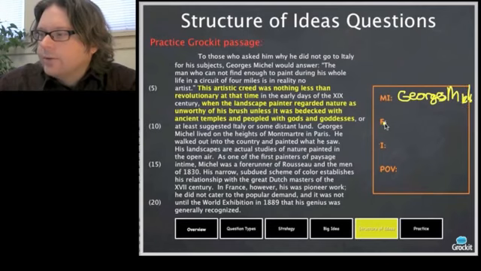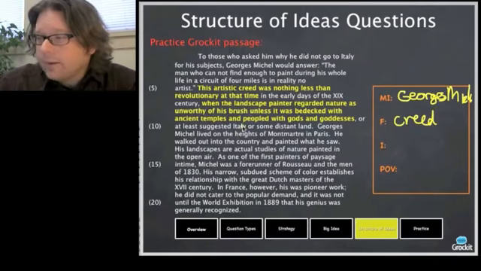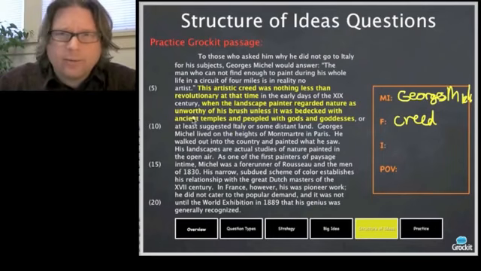So if we were to identify this main idea, it's probably Georges Michel. The focus, specifically, Georges Michel's creed. All right, and we haven't gotten to the intention or the point of view yet.